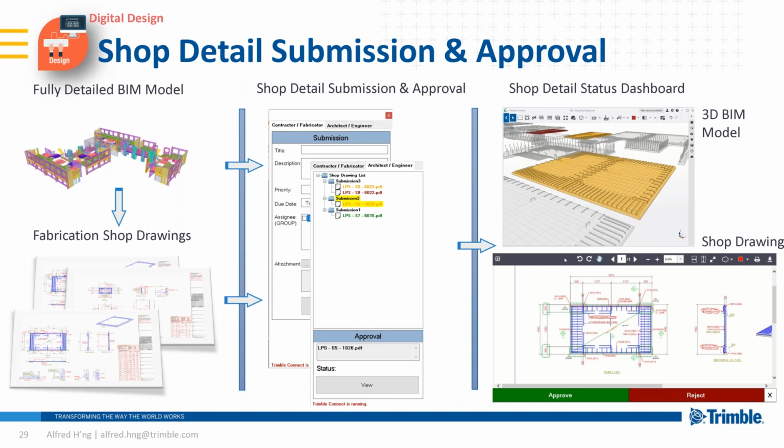To keep track of the submission status, the tool color codes each drawing and element according to their respective submission status. As you can see from the submission list, the lists are color coded with different colors, as well as the elements in the 3D model views. So each color represents a certain submission status.